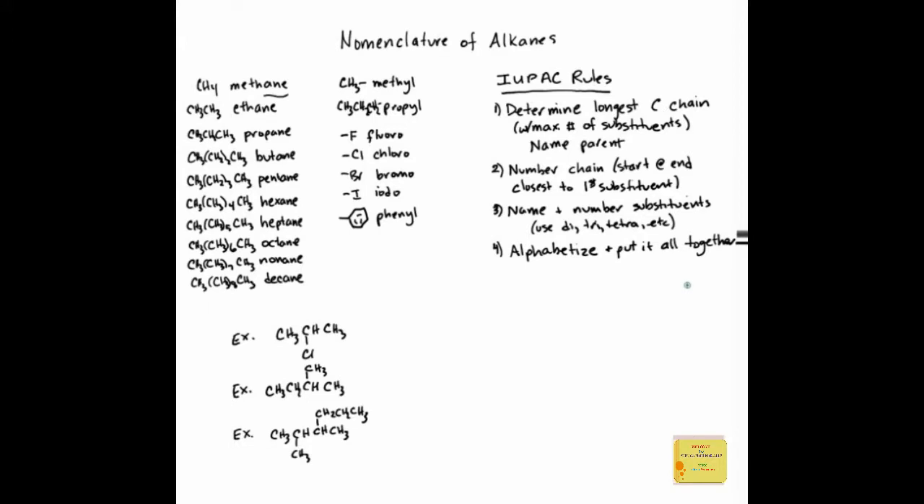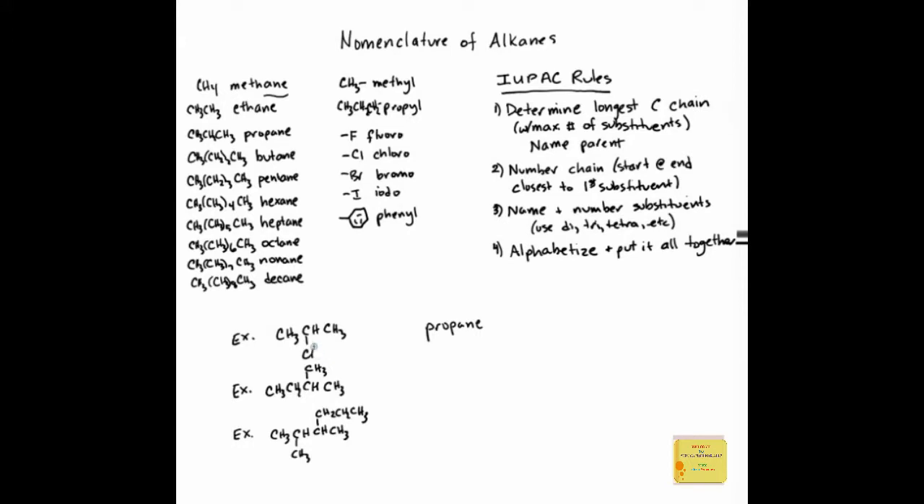So for example, we could look at a very simple example. We have a 3 carbon chain. So a 3 carbon chain is going to be called a propane. But it's not just propane, right? Because we have this chlorine attached to it.